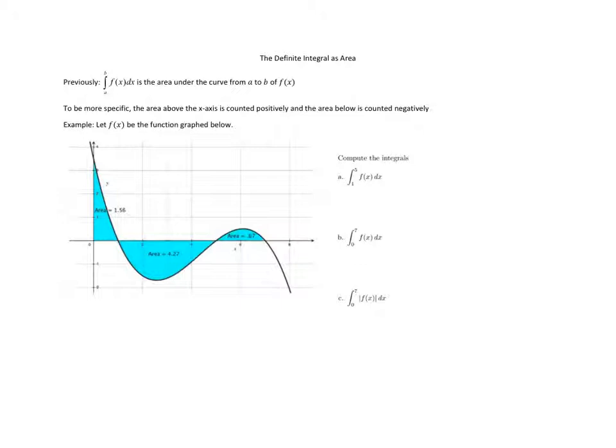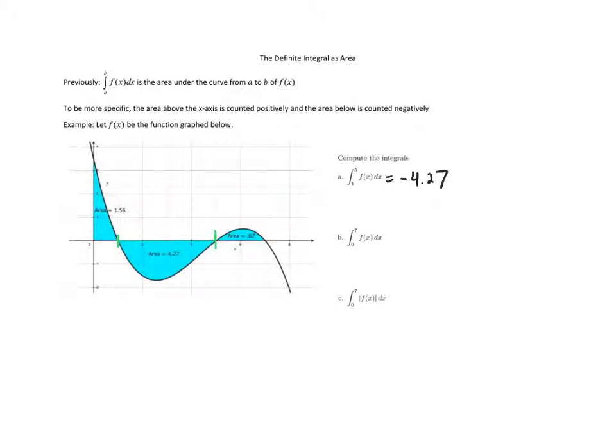So the first one that we want to compute in A is the integral from 1 to 5 of f of x dx. From 1 to 5 would be this area here. Well, notice that entire area is actually below the x-axis. So in this case, this integral is actually going to have a negative value. This would be negative 4.27.